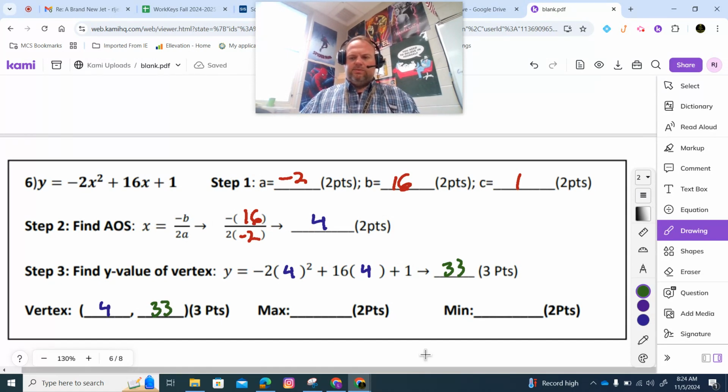Alright, so when it comes down to this, our A is negative. So our max is our vertex. And I just totally wrote that backwards. And our minimum is negative infinity.